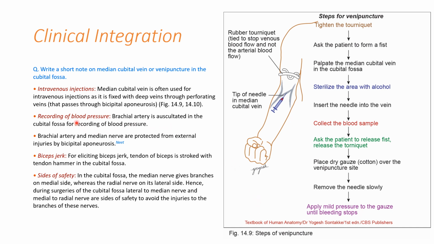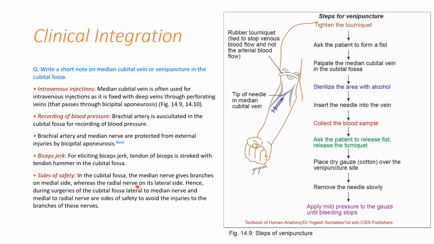Then recording blood pressure. The brachial artery is auscultated in the cubital fossa for recording blood pressure. Those sounds are known as Korotkoff sounds, which you will learn in physiology. The brachial artery and median nerve are protected from external injuries by the bicipital aponeurosis. Biceps jerk: for eliciting the biceps jerk, the tendon of the biceps is stroked with a tendon hammer in the cubital fossa.